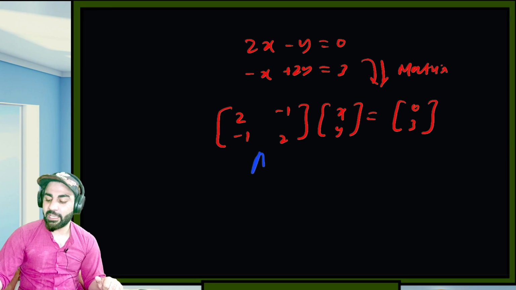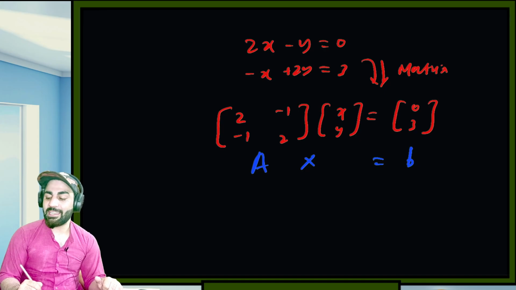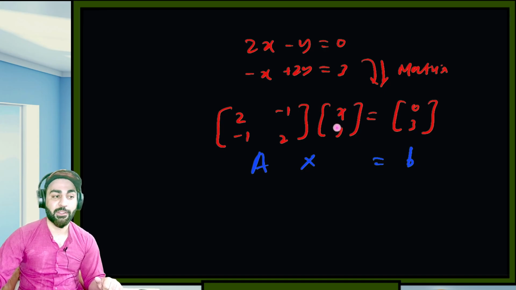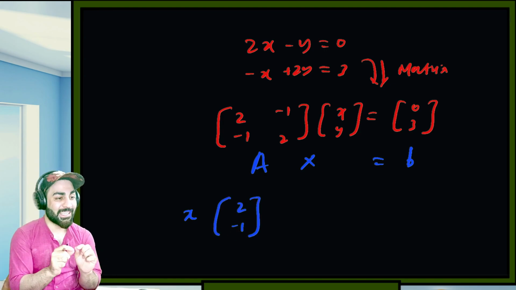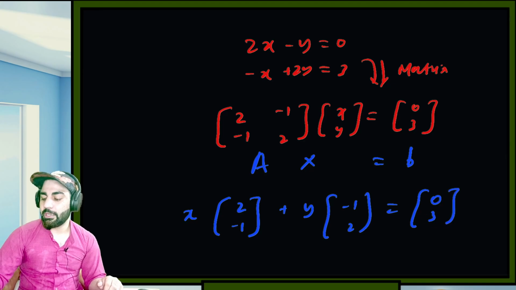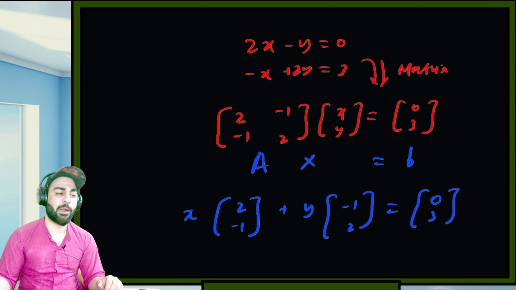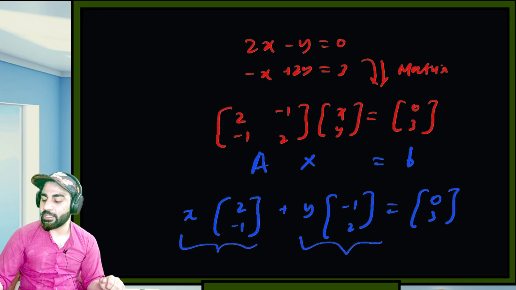So I call this A and I call this X and I call this B. I said Ax is equal to B. Now I have to find this x and y. So how can I do it? I said x multiplied by 2, minus 1, because now you can see this is scalar multiplication, plus y multiplied by minus 1, 2 is equal to 0, 3. Now I have to combine these vectors somehow. I have to combine them in certain proportions. I am saying take one of this and take 2 of these. You land at this.